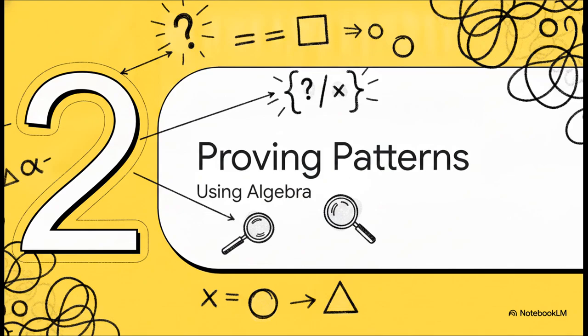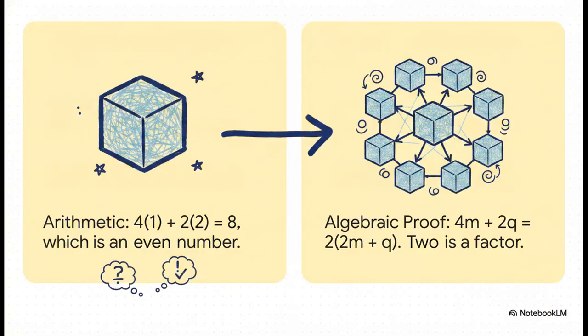Well, that brings us to section 2, proving patterns with algebra. Take a look at how these two methods compare. Over on the left, we've got an arithmetic example. If we plug in specific numbers like m equals 1 and q equals 2, we get 8, which is an even number. That's great, right? But it only proves it for the numbers 1 and 2. Now look at the right side.